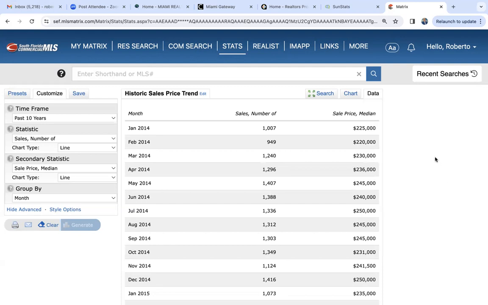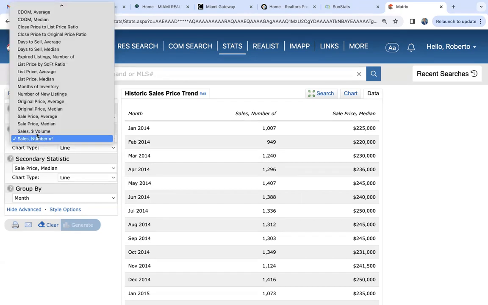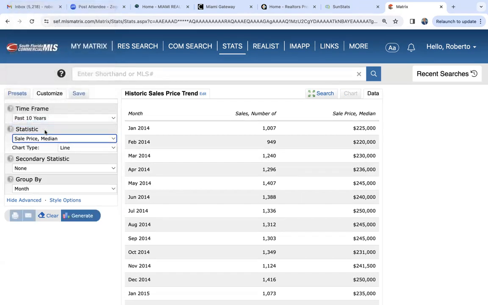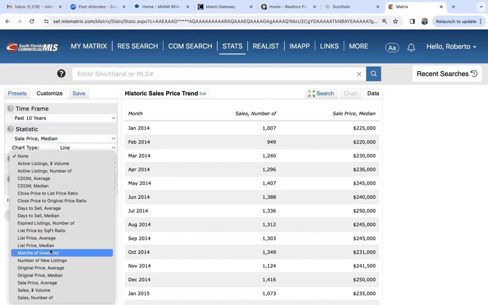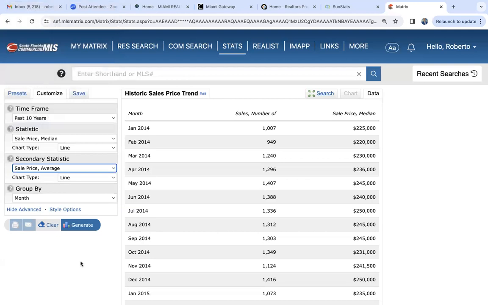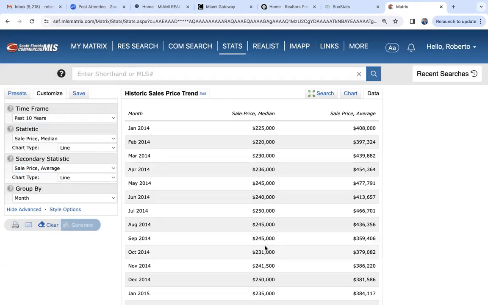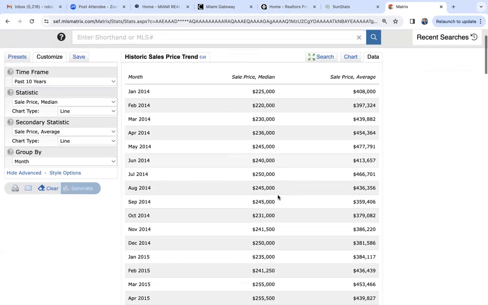All right, so if you remember when I had the average price, you would see the average price here, and it was higher. You know what? I could compare both. I could do this. Go to customize. For statistic number one, let's go with sales price median. And statistic number two, let's go with sales price average. All right. Let's take a look at that one. I can look at the sales volume, but I think this is a good barometer.